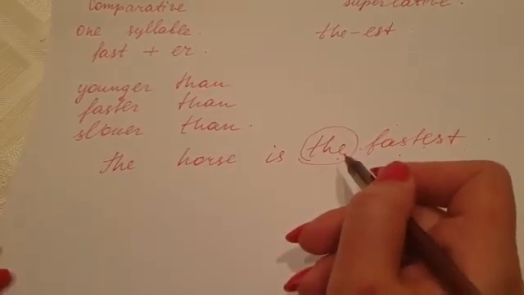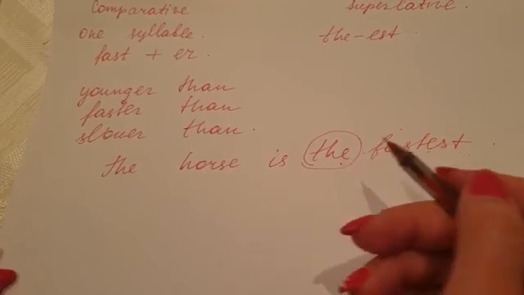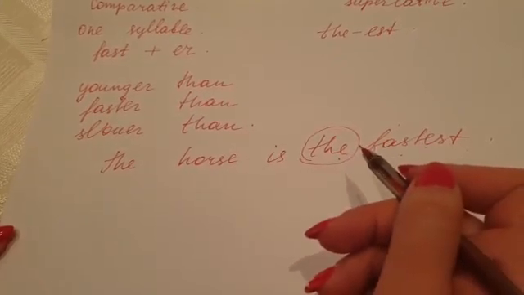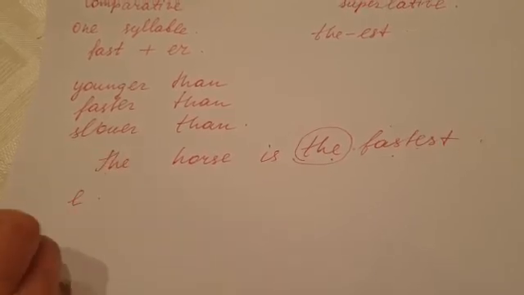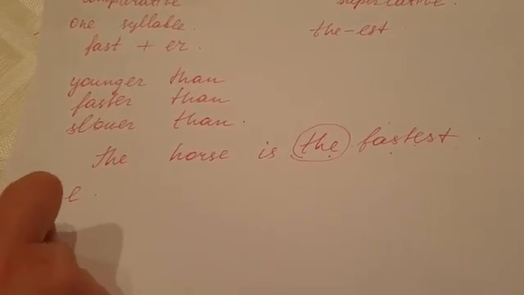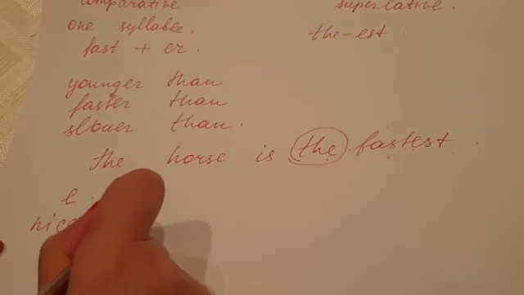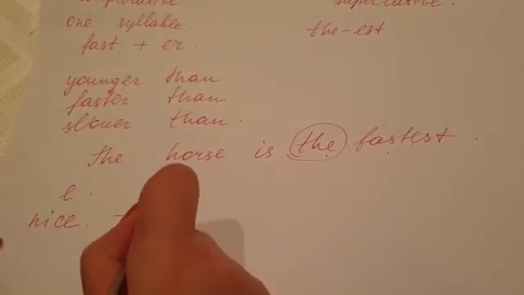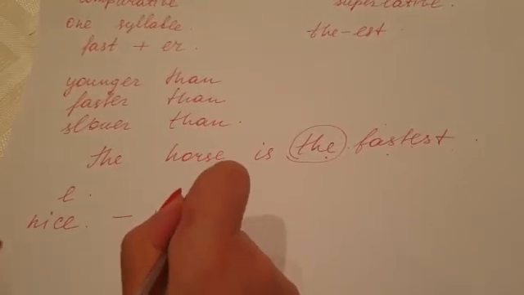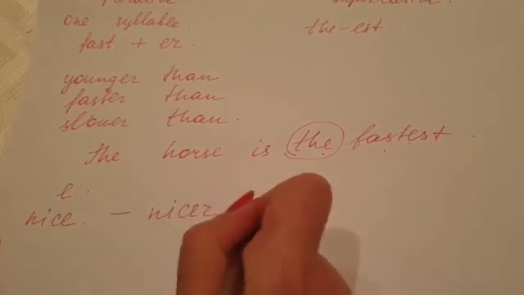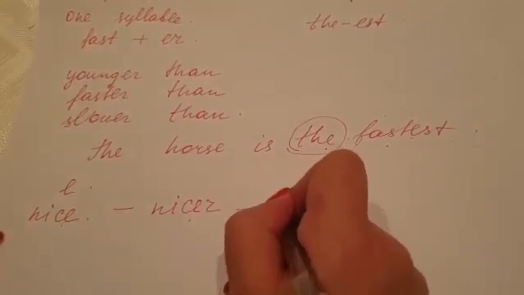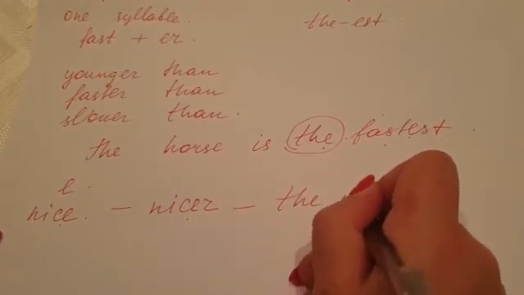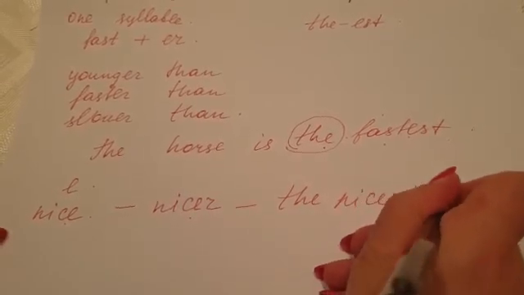If the adjective has one syllable and ends in the letter e, as in nice, in comparative degree we add just the ending r. Nice becomes nicer. In superlative degree, the nicest.